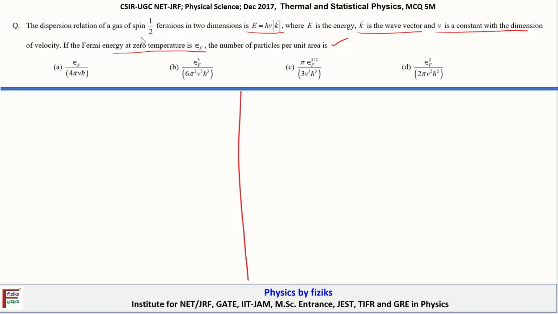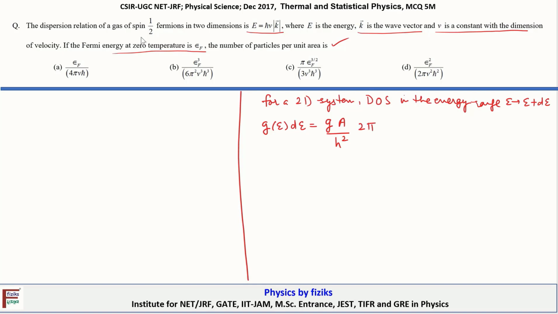So for a two-dimensional system, the density of states in the energy range from E to E plus dE, this expression you need to remember, is denoted by G(E) dE, and it is equal to g, where g refers to a degeneracy factor, times area divided by h square, times 2 pi p dp. Let's call this equation 1.